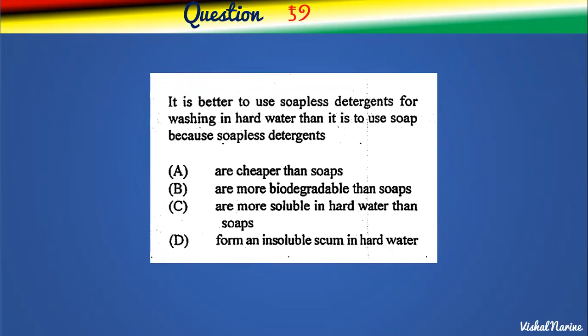Question 59. It is better to use soapless detergents for washing in hard water than it is to use soap because soapless detergents, answer there being C, are more soluble in hard water than the soaps.